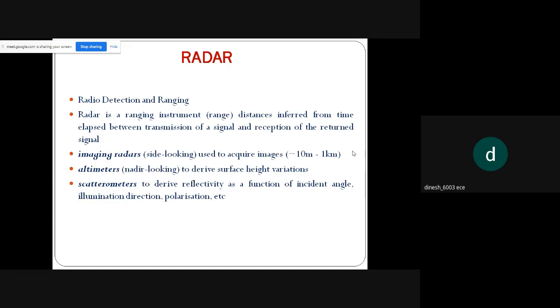So that radar, which was developed during the Second World War, has led into the monitoring of the Earth surface also nowadays.